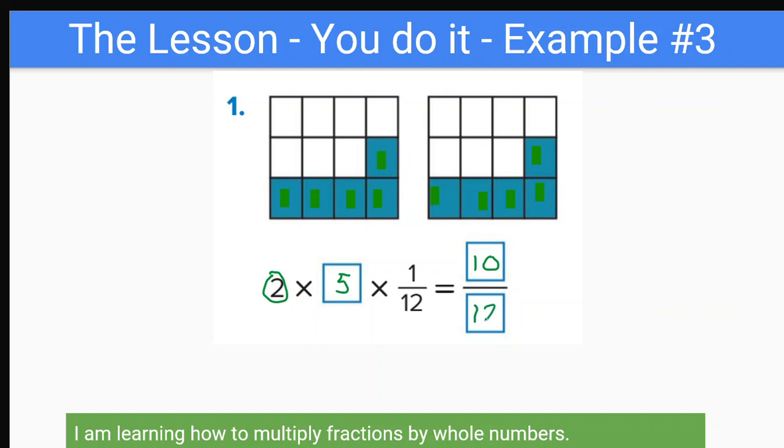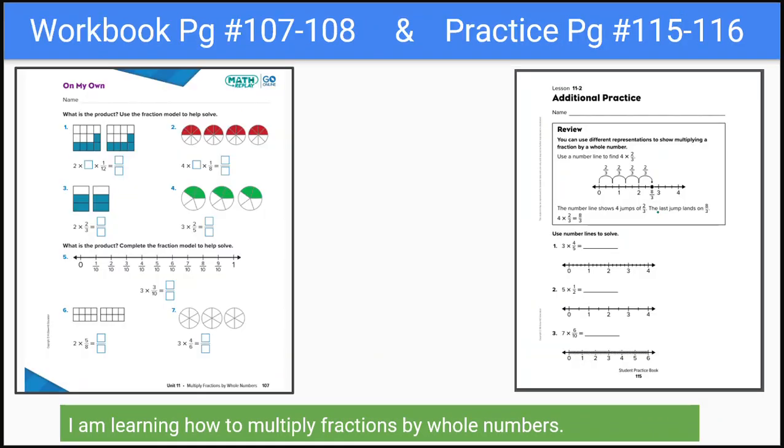Okay, 10/12. Now you could count them up. 1, 2, 3, 4, 5, 6, 7, 8, 9, 10. There they are. They're 10/12. Okay. Kids, you're learning how to multiply fractions by a whole number. Well, today in class, we're going to do workbook pages 107 and 108. We're going to do practice pages 115 and 116. Kids, you're learning how to multiply fractions by whole numbers.